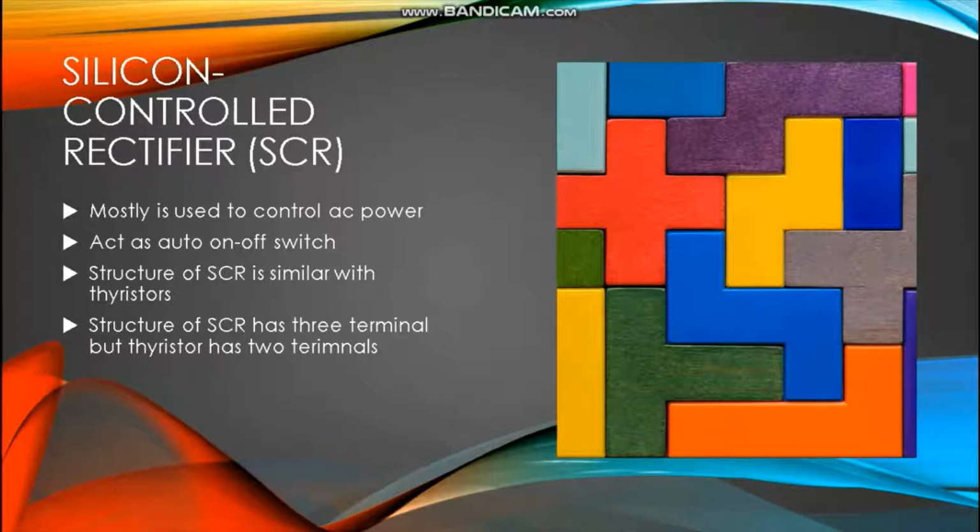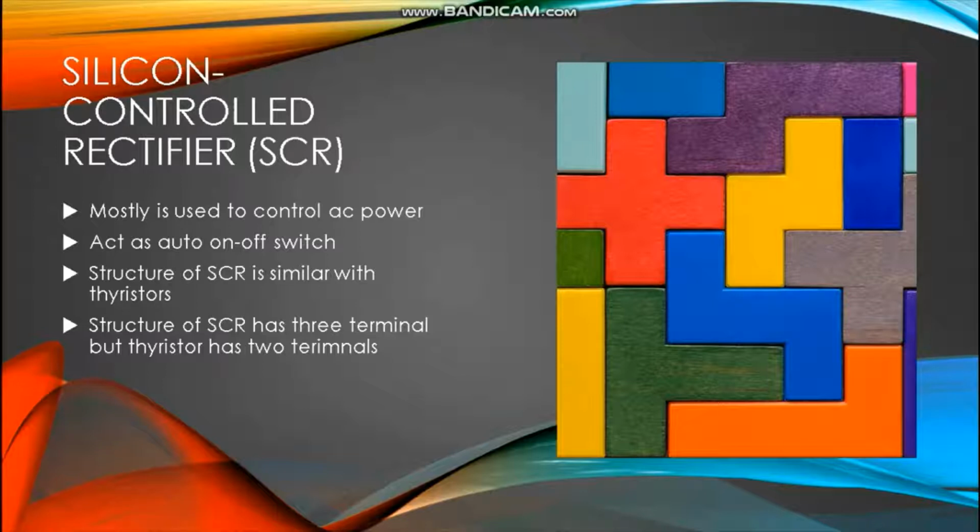I will present the SCR, silicon control rectifier. A silicon control rectifier also is called thyristor. Mostly it's used for the control AC power, and also as auto on-off switch.